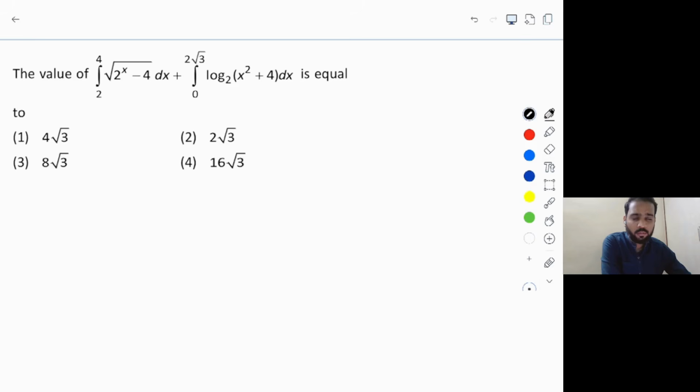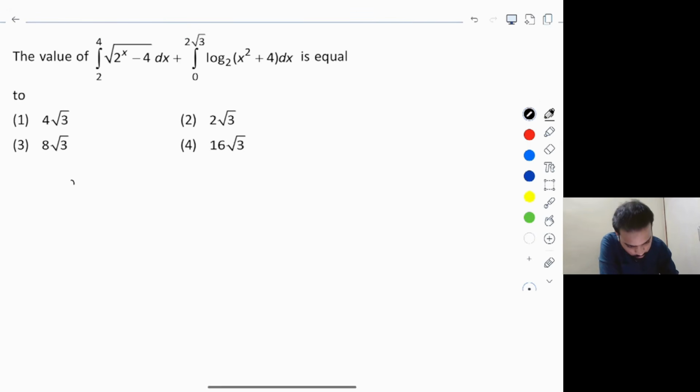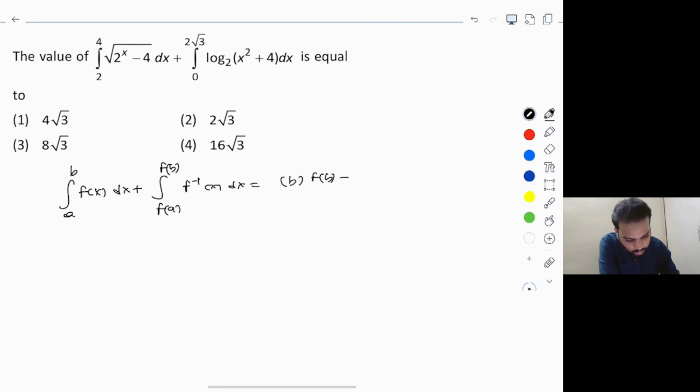Okay, let's see the next question. Now, this is a very easy question if you recall the property from definite integration. So whenever we have an invertible function f of x, the integral a to b f of x dx plus the integral f of a to f of b f inverse of x dx will always be equal to b into f of b minus a into f of a. So this was our formula, right?